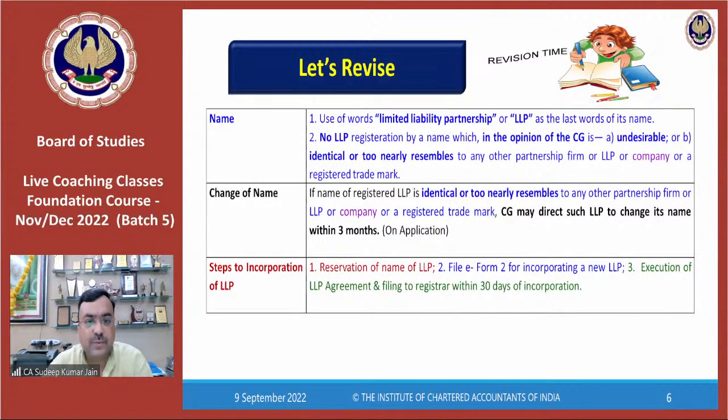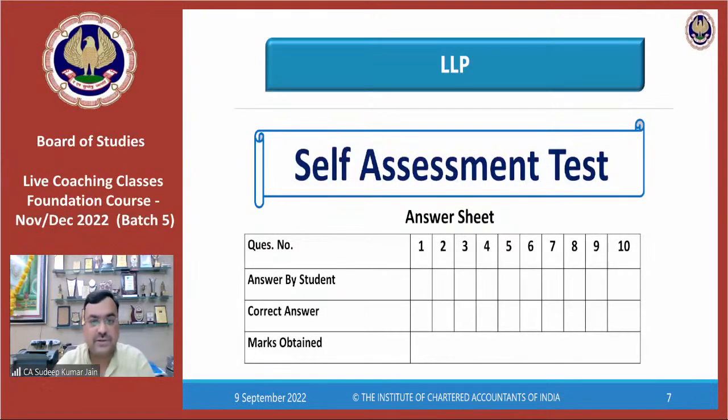Steps to incorporation of LLP: reservation of name of LLP. First step in form number 1, form 2, filing of documents for incorporation, and third, execution of LLP agreement and filing to registrar in 30 days of incorporation. So please prepare the sheet for self-assessment test.